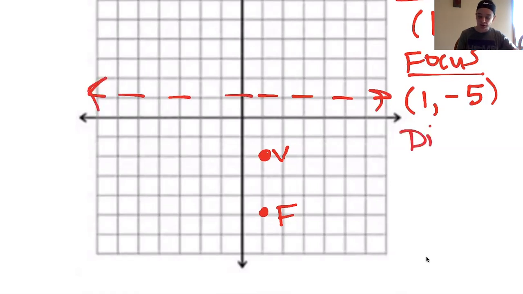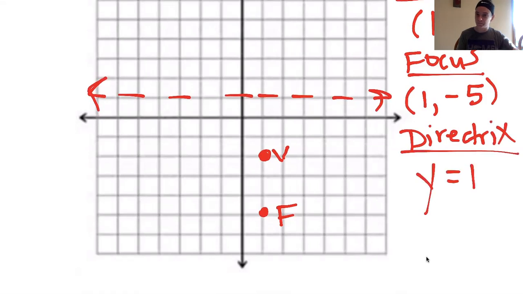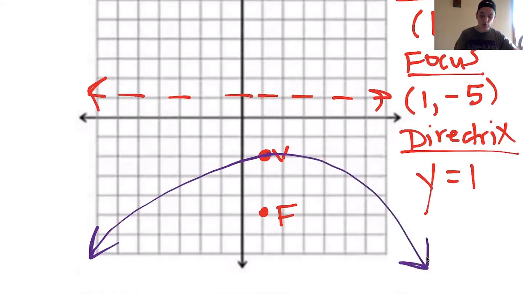So our directrix is at y equals, because it's a line, 1. So now the last thing we need to do is just draw in our parabola, nice and smooth, opening down.